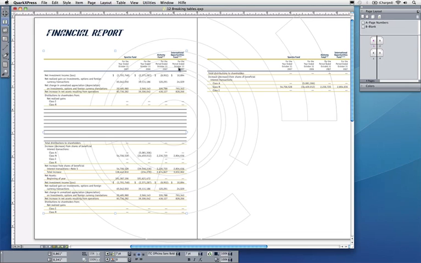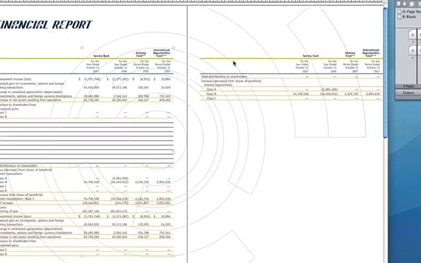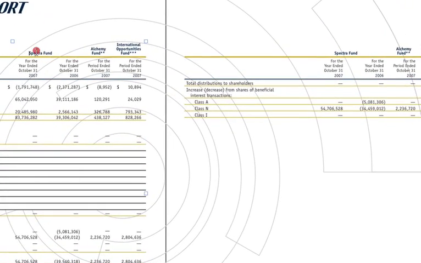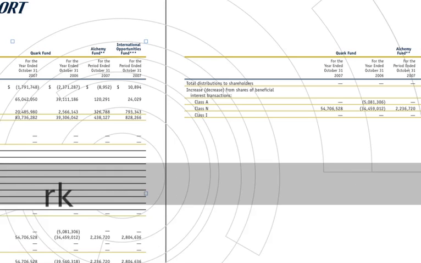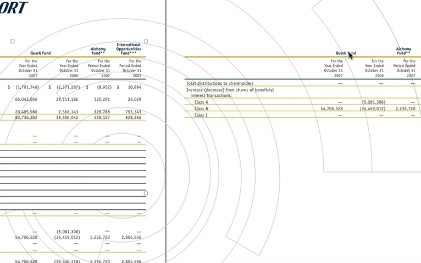I have on both pages the header rows, the two header rows here synchronized. And of course, when I change a header on one page, you can see it automatically changes on the next page too.